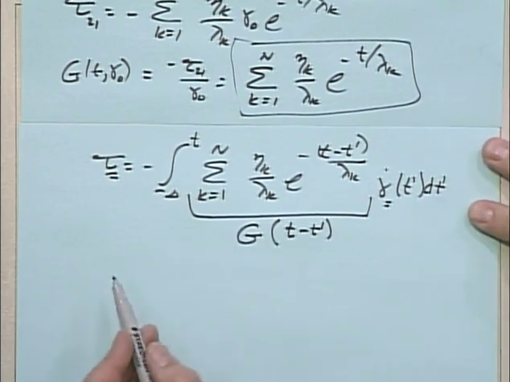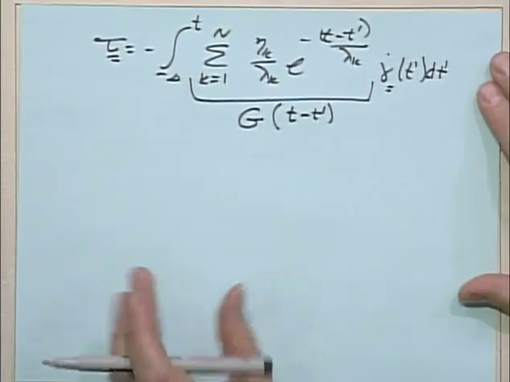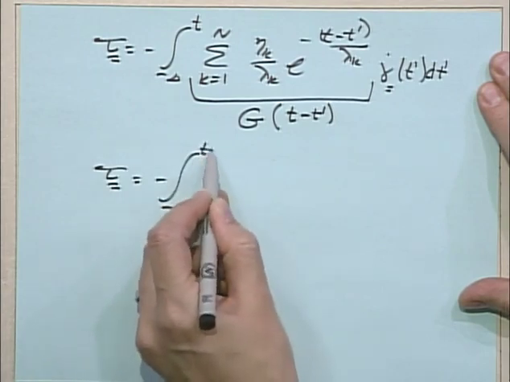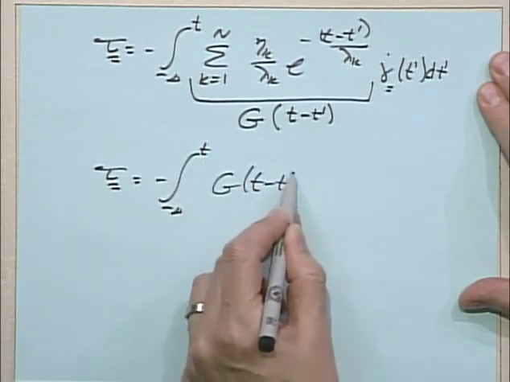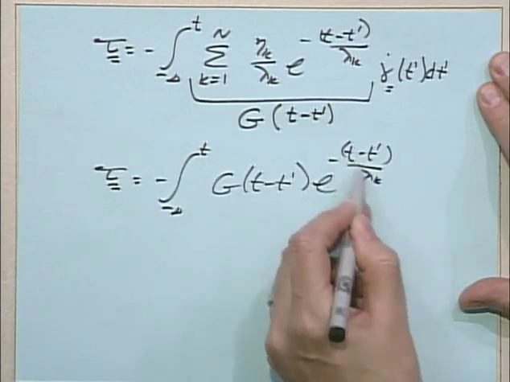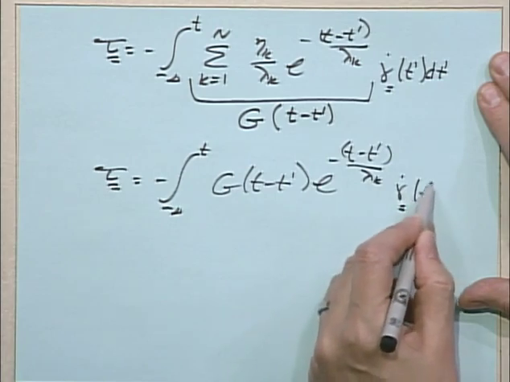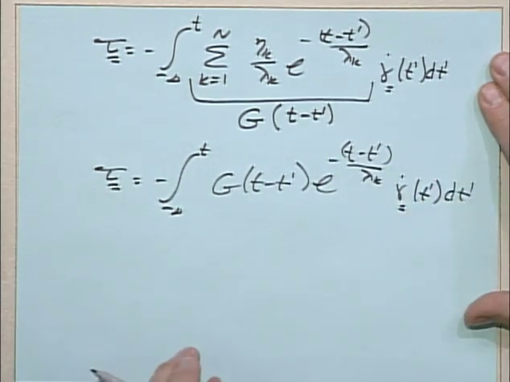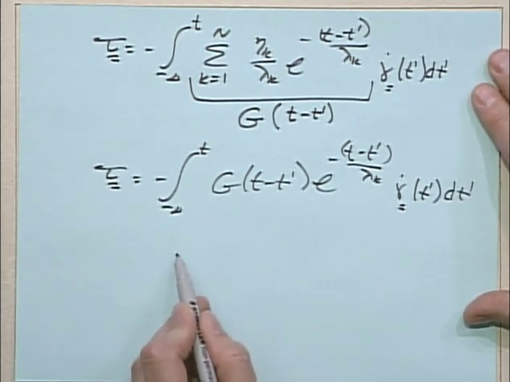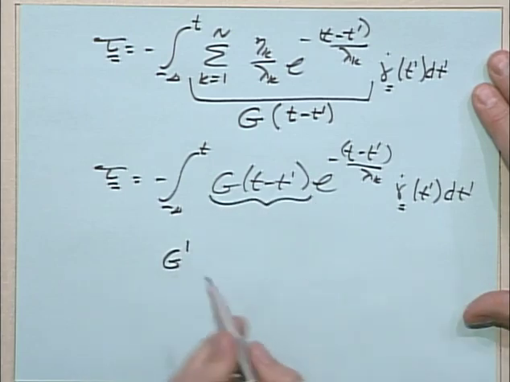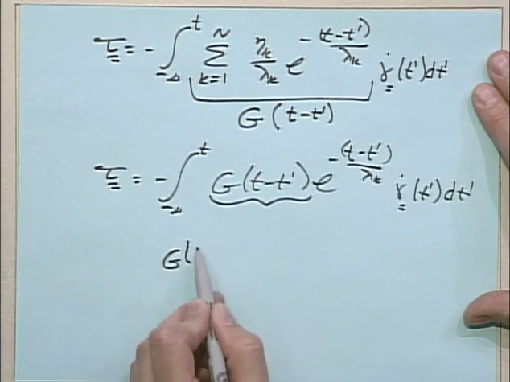If you started with a model written as tau equals minus infinity to t, G of t minus t prime, e to the minus t prime over lambda, gamma dot of t prime dt prime. If you started with this model and did the same calculation that we just did, you would get that the relaxation modulus would be equal to whatever this stuff was out front, evaluated at t.